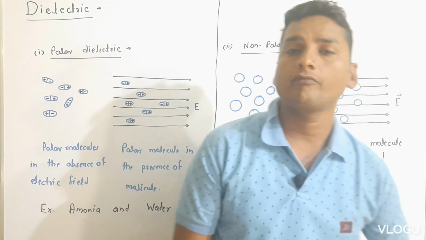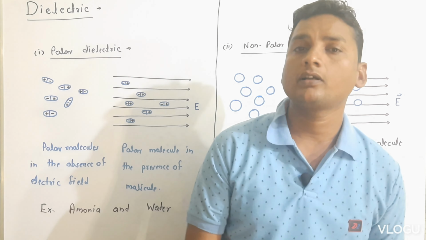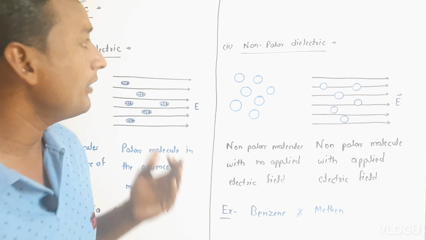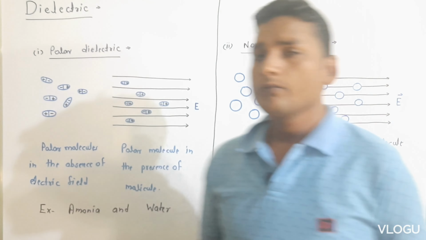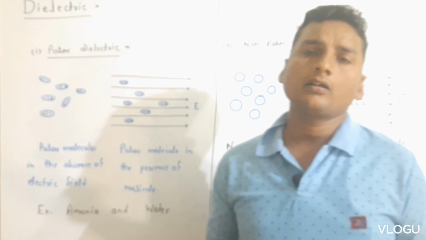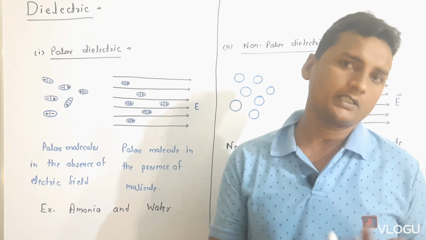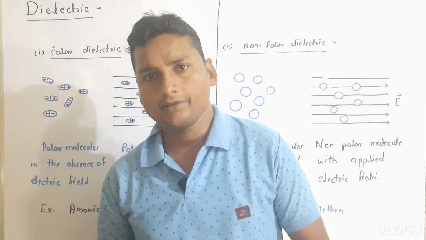So here in this lecture we are about to discuss dielectrics. What is a dielectric material and how does it work? How many kinds of dielectric materials are there? Basically, we know that materials are of two types: one is conducting and the second is non-conducting.